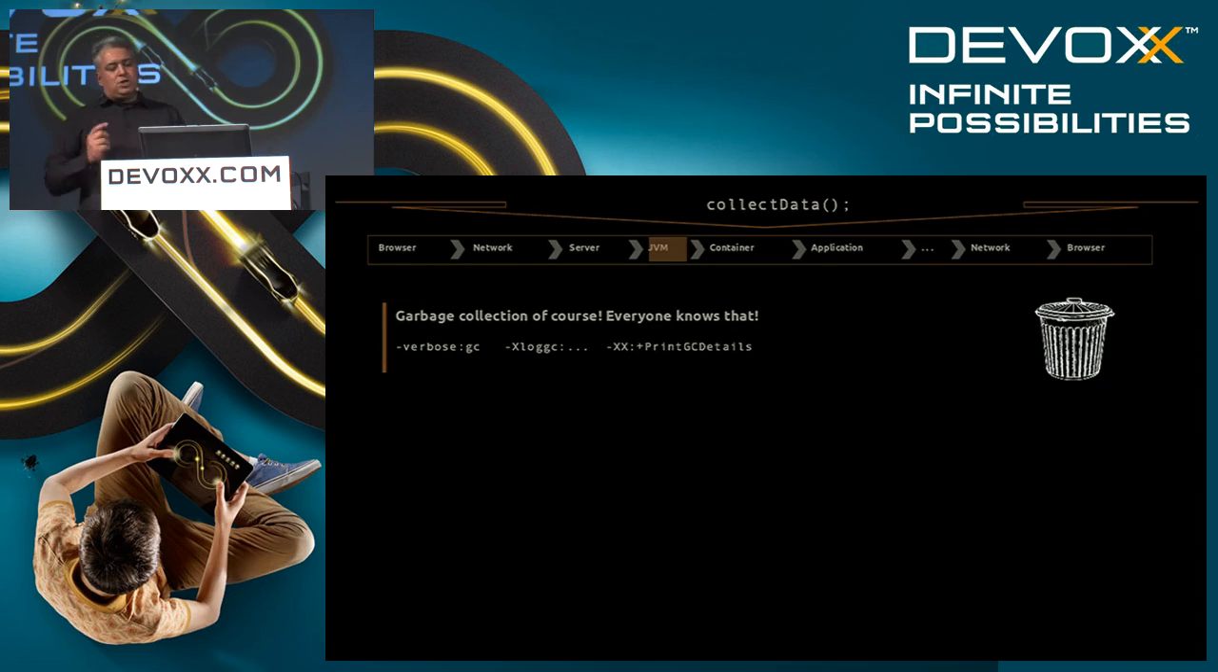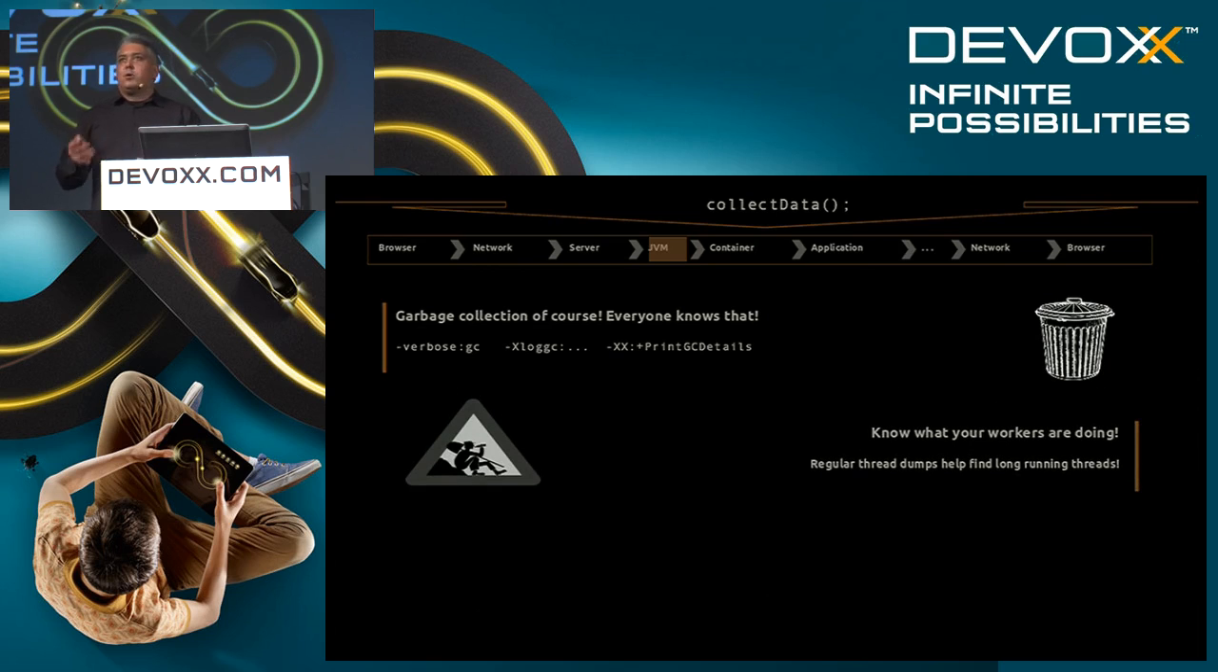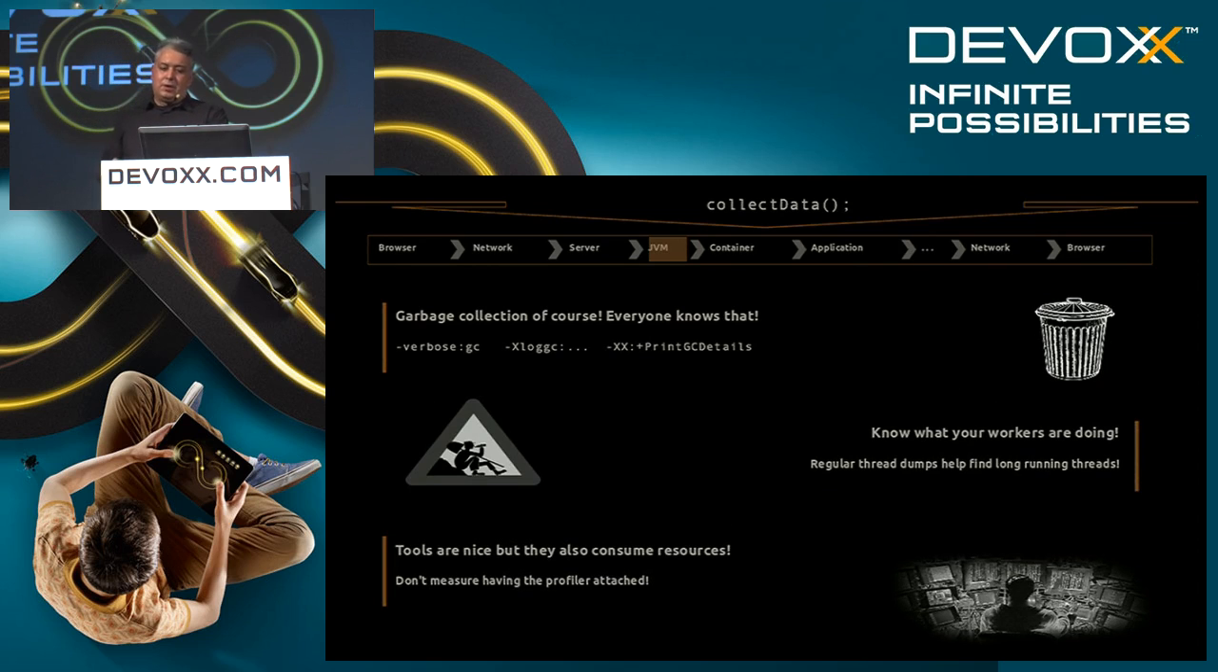Going through JVM stuff real quick. Of course, garbage collection. Collect garbage logs, things like that. Know what your threads are doing. It's very important. A lot of people don't do that, and they're wondering later on what's going on.